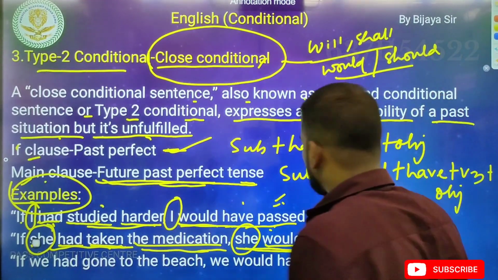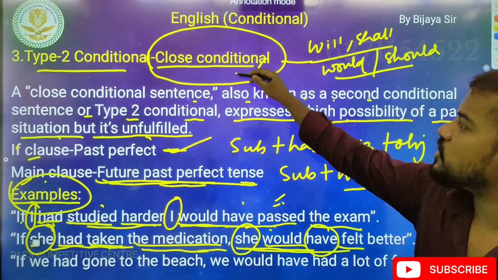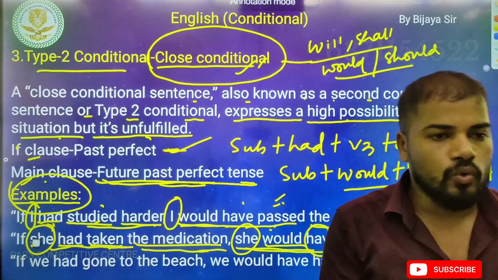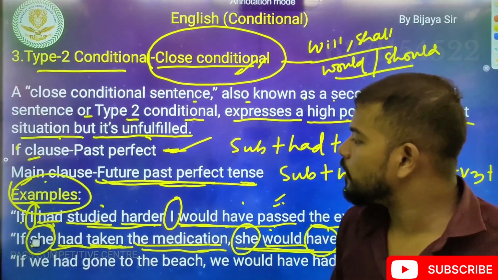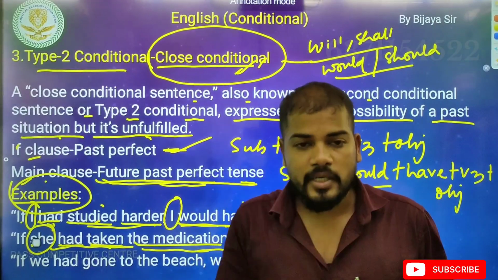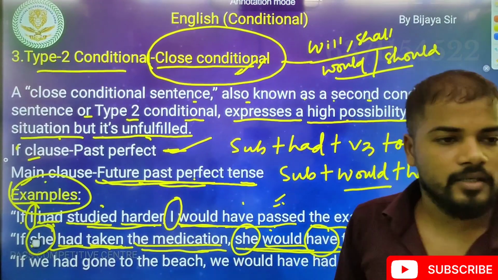So dear student, I hope you understand type 2 conditional, which is known as clause conditional. We will get two clauses in this type of conditional. The if clause will be past perfect tense, and our result clause or main clause will be future past perfect tense.